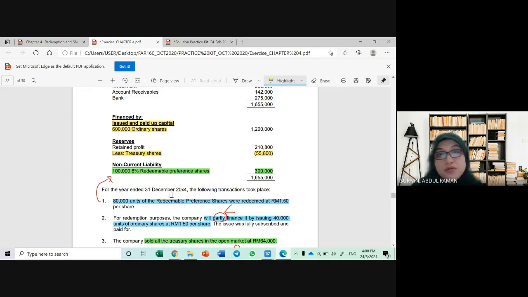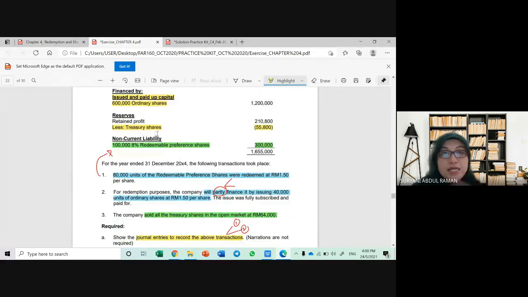So now what the company wants to do is sell these treasury shares. So the carrying value of the treasury shares at this time is 55,800, and in 2004, the company wants to resell it at 64,000, meaning you want to sell for more than it costs. So of course, here you will have extra money in your hand. So how to record it?